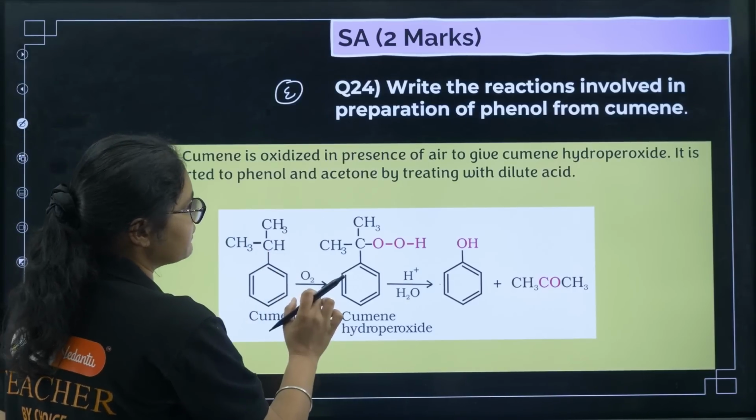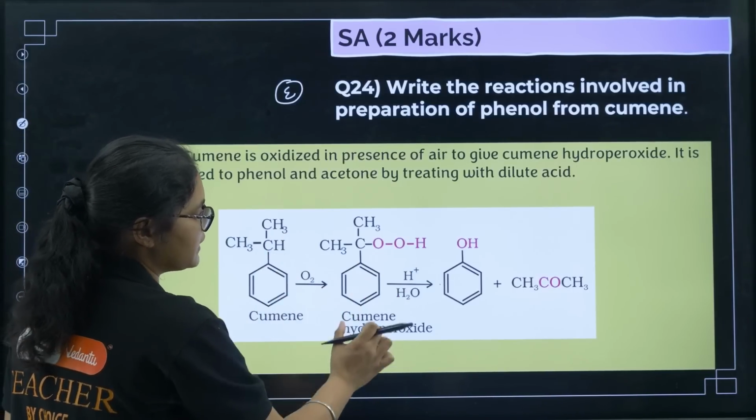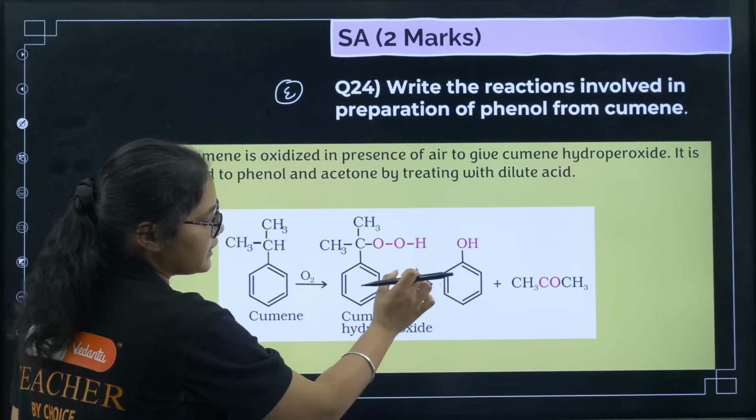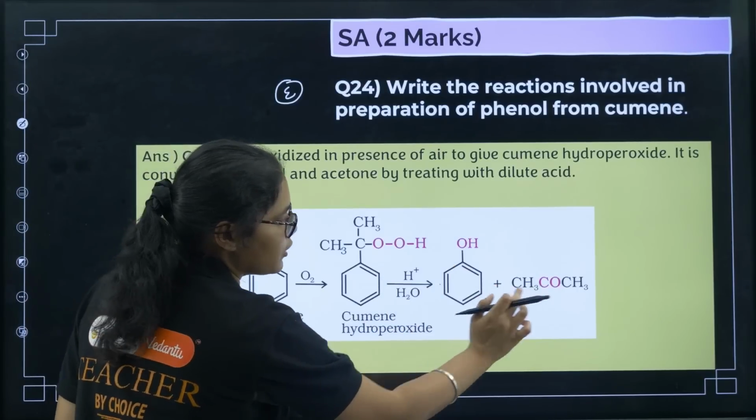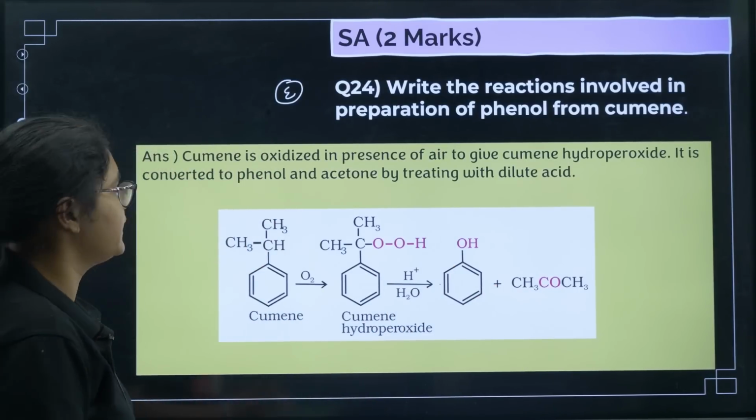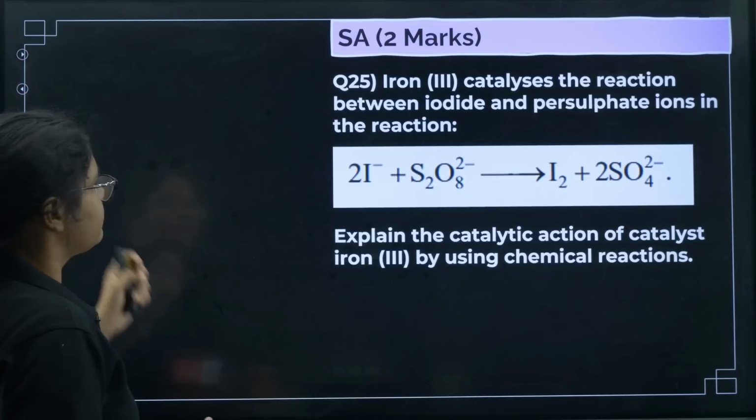So cumene is treated with what? Oxygen to give you cumene hydroperoxide. Then it is treated with H plus and H2O to give you phenol plus acetone. Clear? Okay, last question of 2 markers.